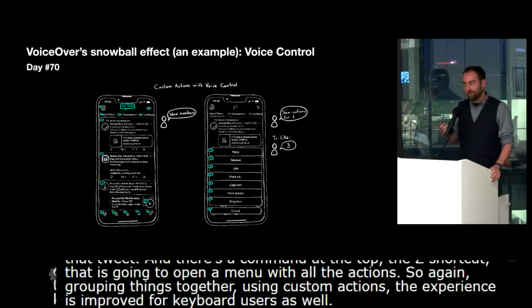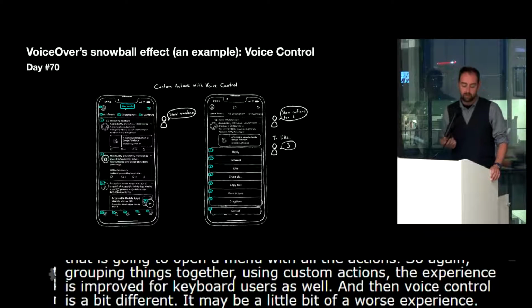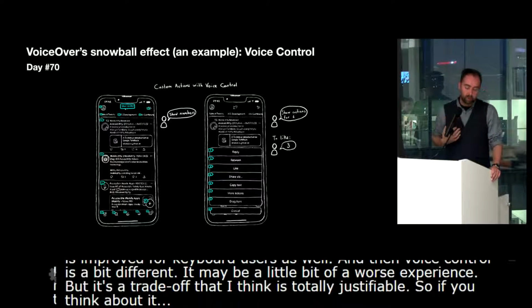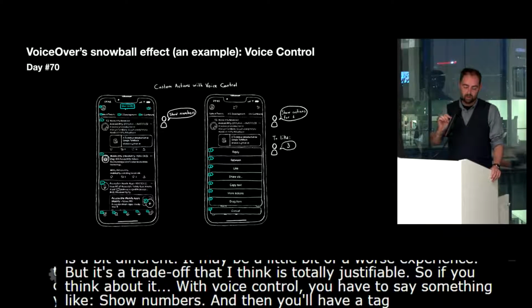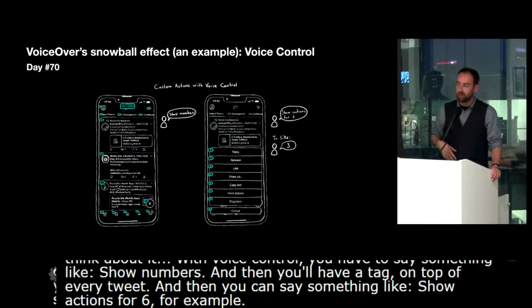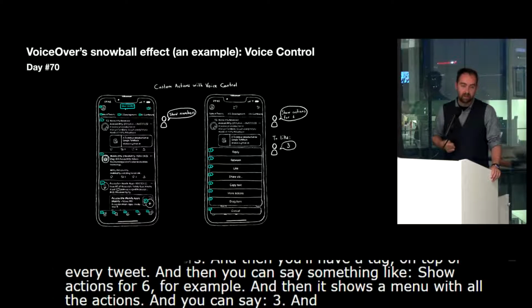And then voice control is a bit different. It may be a little bit of a worse experience, but it's a trade-off that I think is totally justifiable. With voice control, you have to say something like "show numbers," and then you'll have a tag on top of every tweet. Then you can say something like "show actions for 6," for example, and it shows a menu with all the actions, and you can say "3." In the example on the screen, it will like that tweet.